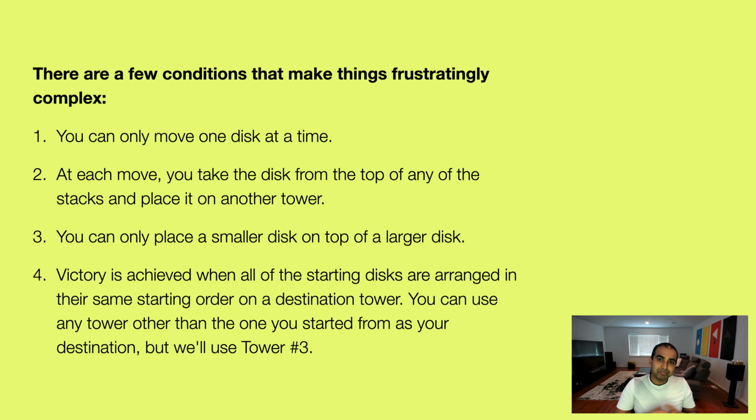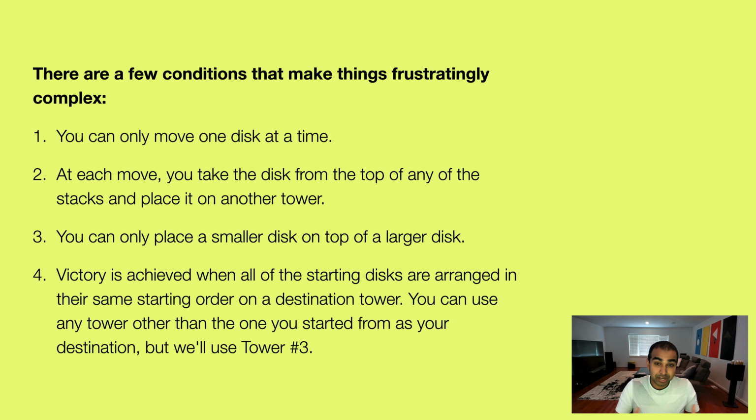And number 3 is the part that always gets to most people, here's what makes it really complicated: you can only place a smaller disk on top of a larger disk. So as part of you moving the disks around, the one constraint you must always maintain is that the disk that you're placing something on is larger than yourself. And the victory, the winning condition really is achieved when all the starting disks are arranged in the same starting order on the destination tower.